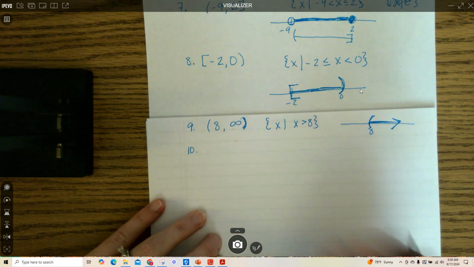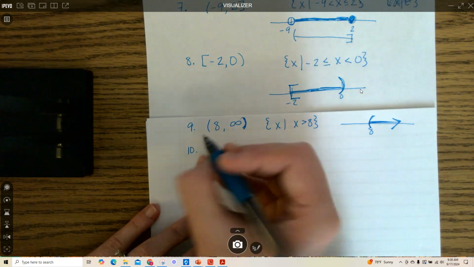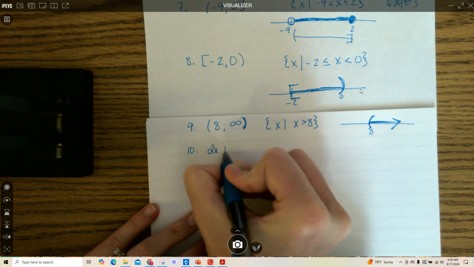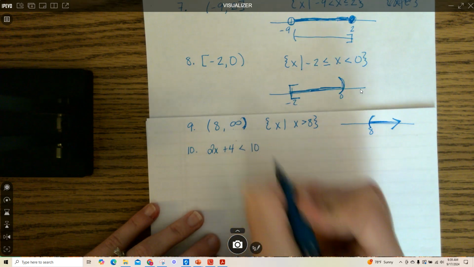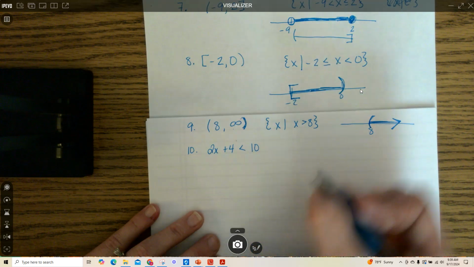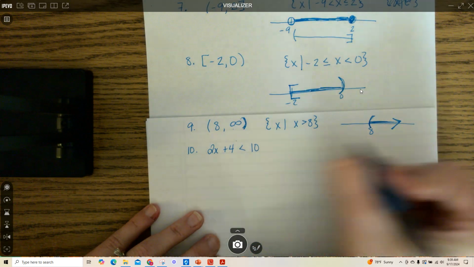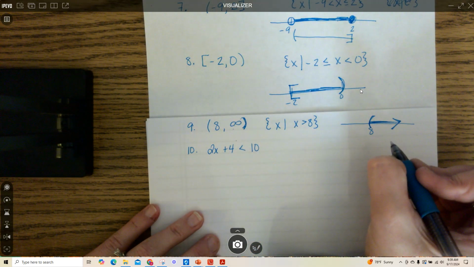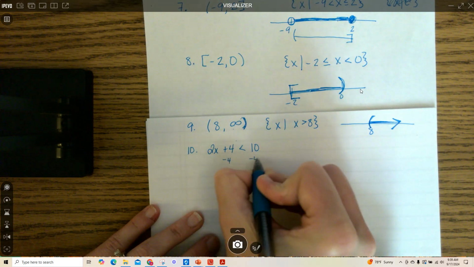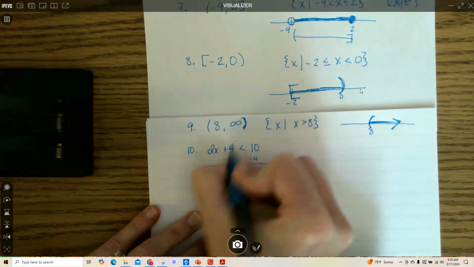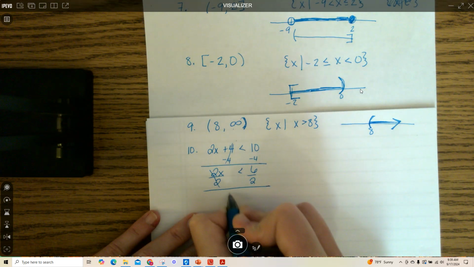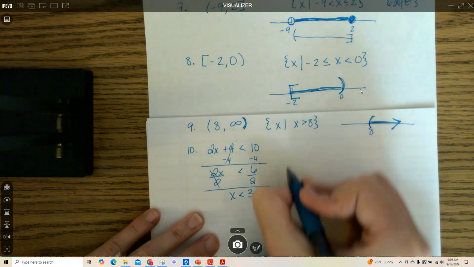All right, number 10. 2x plus 4 is less than 10. Solve it. Use interval notation to express the solution, and then graph the solution on a number line. Interval notation and a number line? Yeah. Okay, so I'm going to subtract 4 from both sides. 2x is less than 6. Divide both sides by 2. x is less than 3.